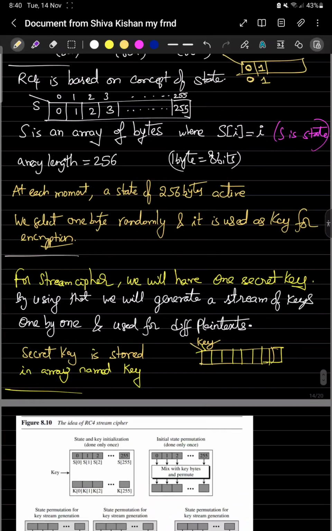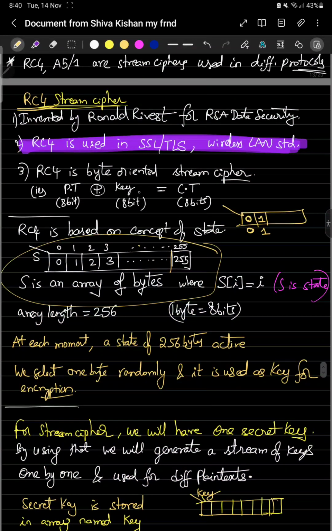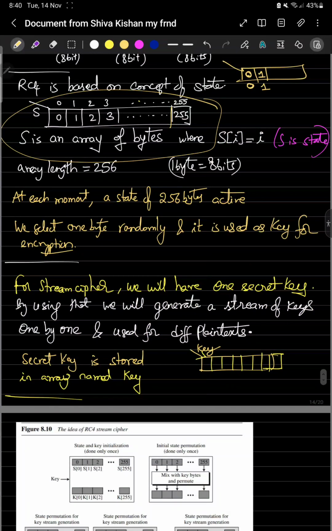So basically, by doing some magic, we will select one of these values randomly and use it as a key, as a key stream. I told you previously that RC4 is nothing but XORing with a key stream of 8 bits. So we will take one randomly and XOR it with the value of the state.